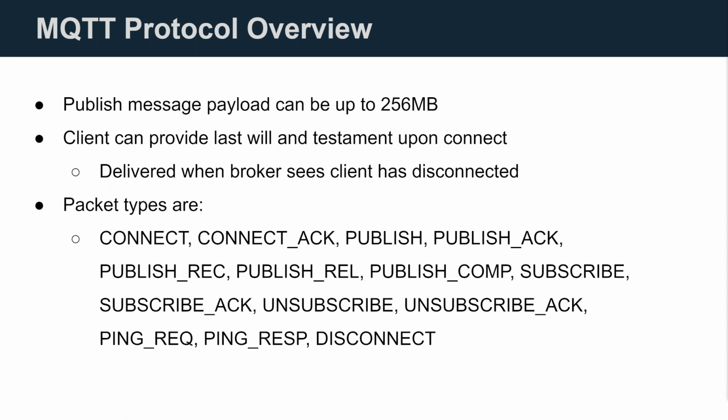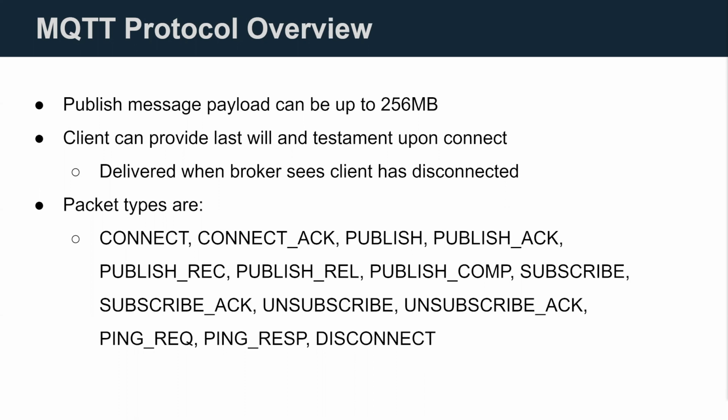The last will and testament allows other clients to be informed when devices have lost their connection to the broker. During a normal session, a client would disconnect, indicating an intentional orderly shutdown. But if a client loses the connection ungracefully, then the disconnected client can inform its peers using the last will and testament message.